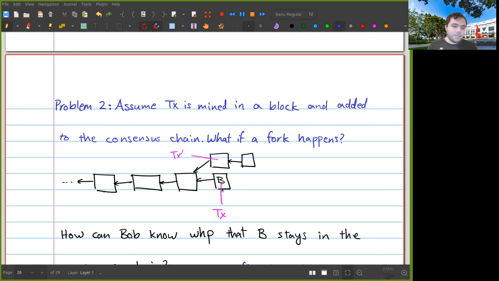And actually, most end users just use APIs that some websites provide, for example, blockchain.com.